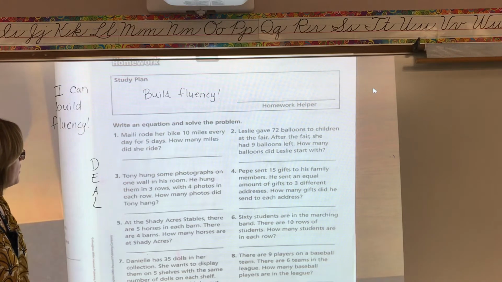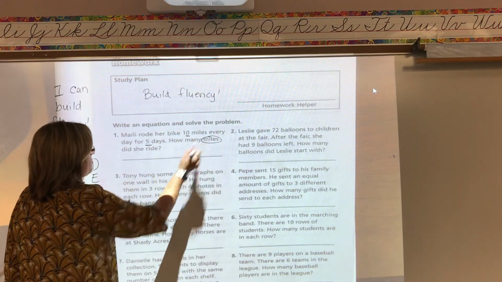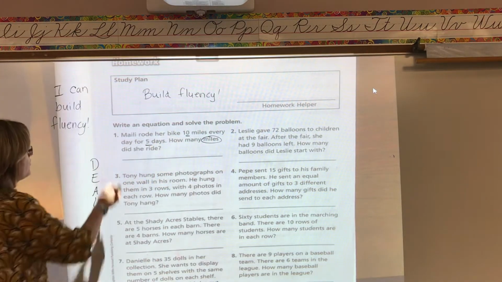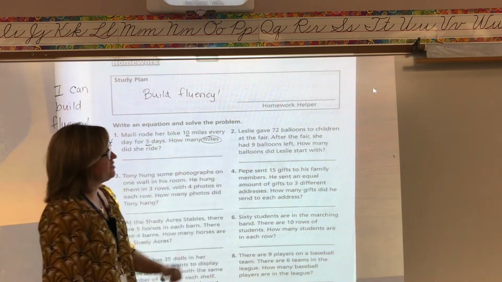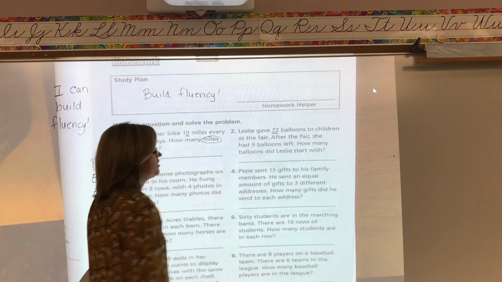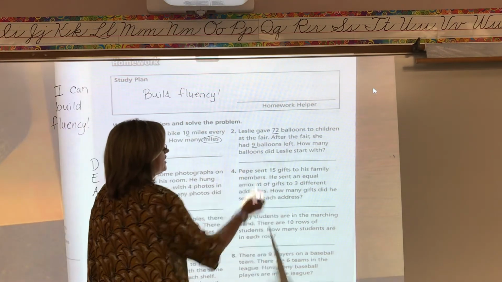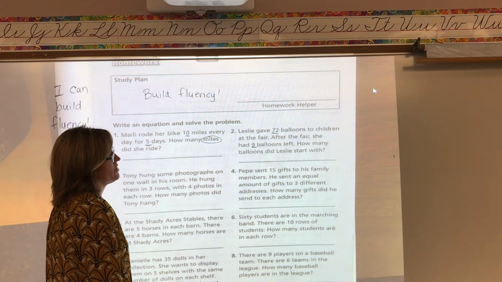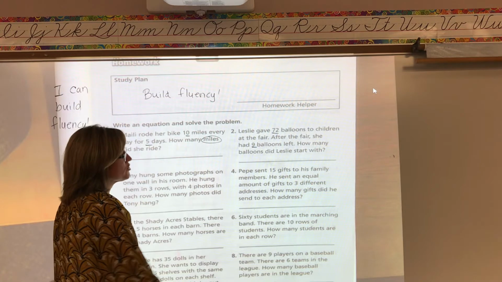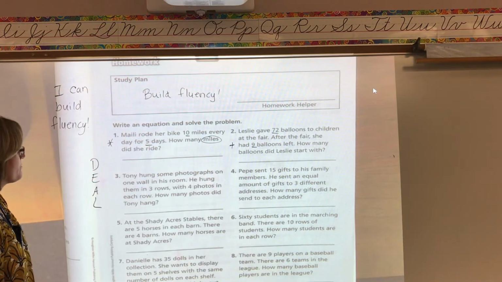Let's look at the first one. Molly rode her bike 10 miles every day for 5 days. How many miles did she ride? I'm going to help out and tell you that that is multiplication. Leslie gave 72 balloons to the children at the fair. After the fair, she had 9 balloons left. How many balloons did Leslie start with? Okay, this one's a little bit tricky. This is an addition problem. Okay?